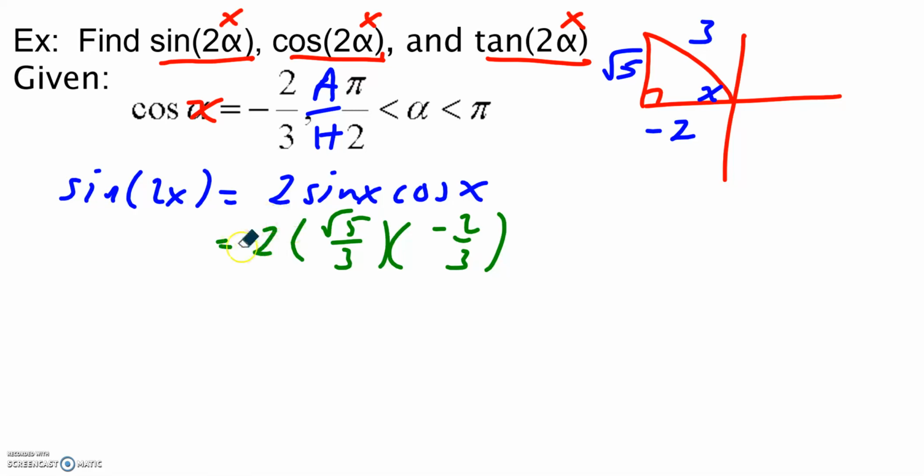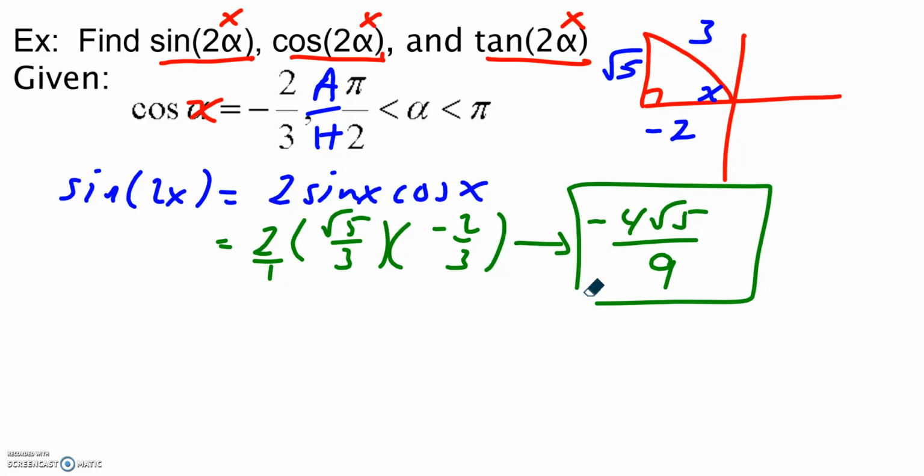So if you think of this 2 as 2 over 1, we can multiply straight across and get an answer of, let's see, negative 2 times 2 is negative 4 root 5 on the top, and then I have a 9 on the bottom. I can't reduce 4/9, so that crazy thing is my final answer for sine of 2x for the double angle formula.